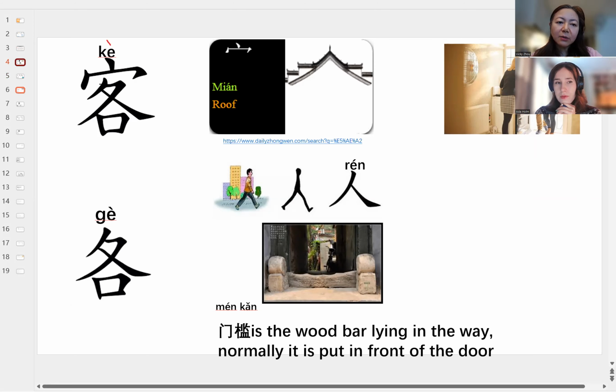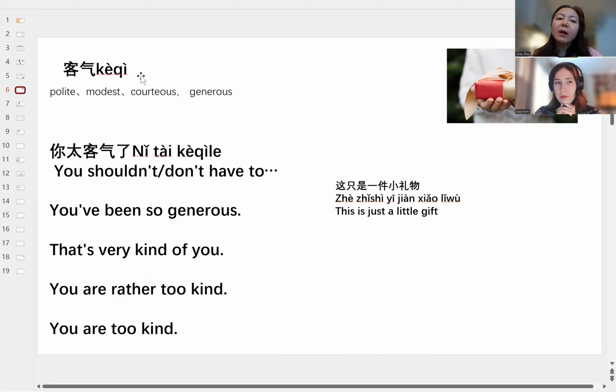And now let's take a look at this 客气. So 客气 in Chinese, maybe you remember, like 不客气 means you are welcome. Today let's only focus on this 客气. 客气 means polite, modest, courteous, generous.